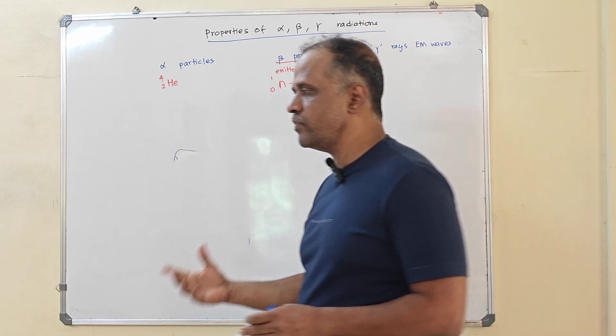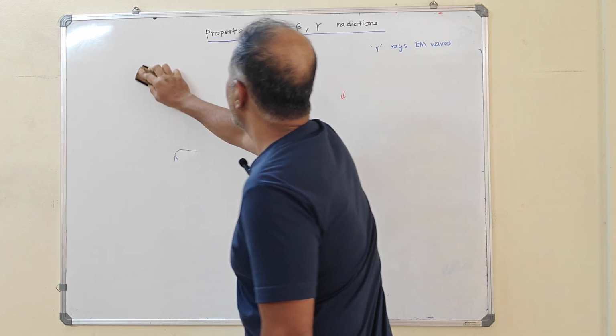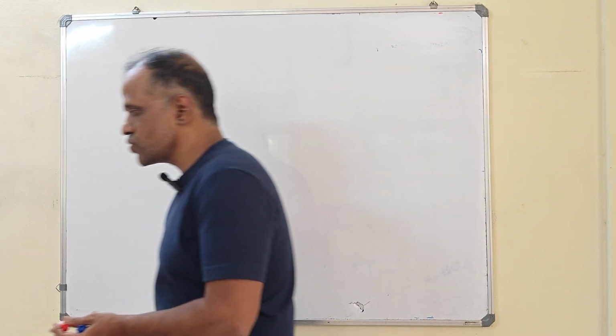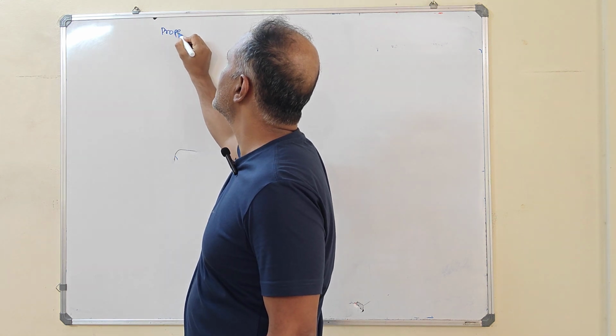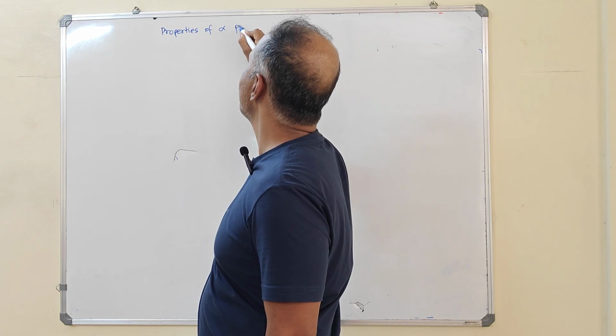So with this we will start our discussion of the properties of alpha particle, properties of beta particle and properties of gamma rays. Okay, so first let us discuss the properties of alpha particle.